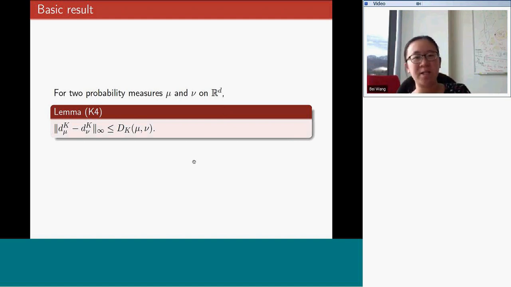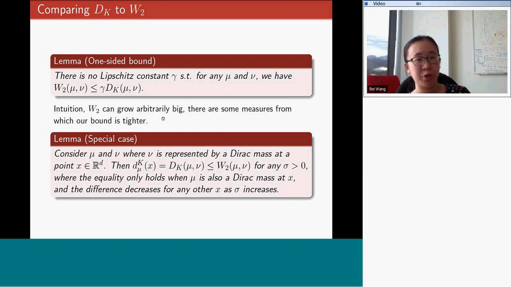Okay, stability results. The basic result is saying that if I have two kernel distances defined over two different measures, then the infinity distance is upper bounded by the kernel distance between those two measures. The second property, unexpected for us, is that there's no Lipschitz constant such that for any two measures the distance is bounded by gamma times the kernel distance between them. What it means is that the two distances can actually grow arbitrarily big between two measures.